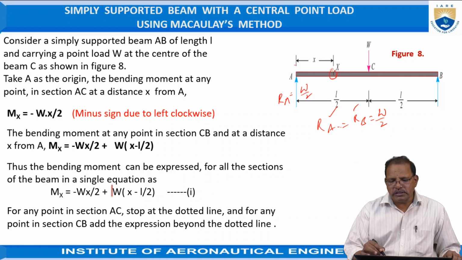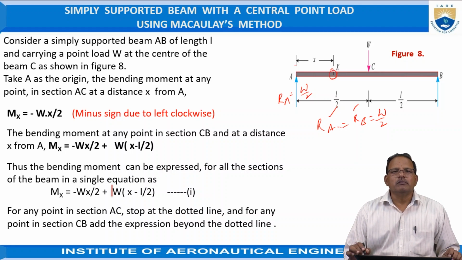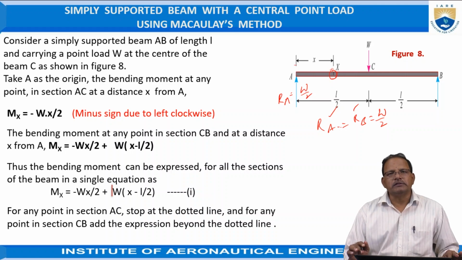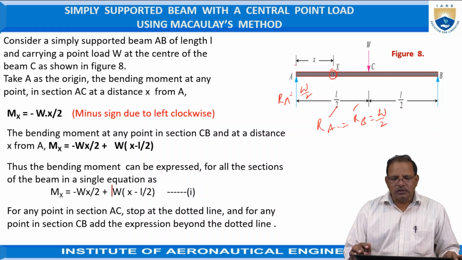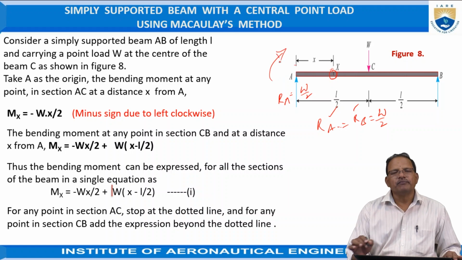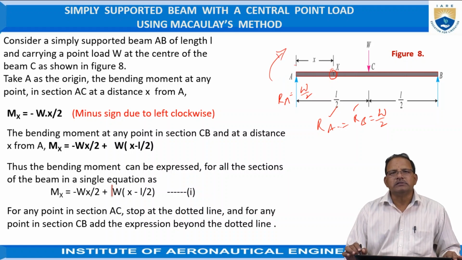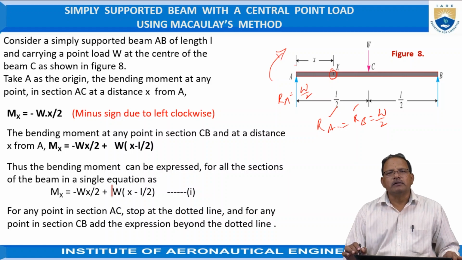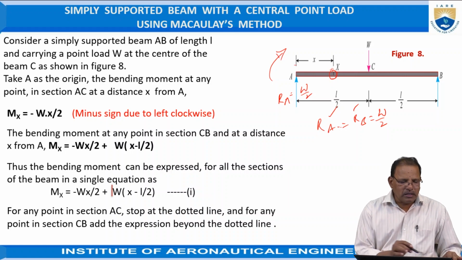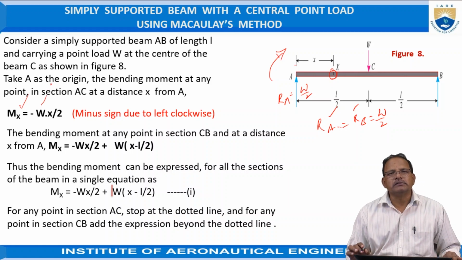Now we have to consider the moments at a point X. You can take the forces acting toward the left hand side or the right hand side of the beam, but the reference distance we have taken only from the left hand side of the beam, according to the guidelines of Macaulay's method. So at a distance x, Mx is equal to RA into x. Since the moment is acting in a clockwise direction, it is treated as a negative moment as per the rules. Hence Mx is equal to minus Wx by 2.